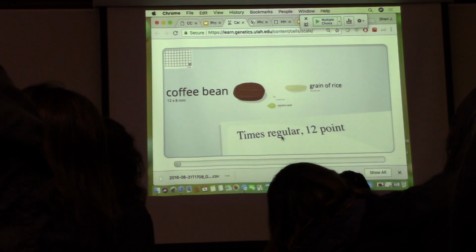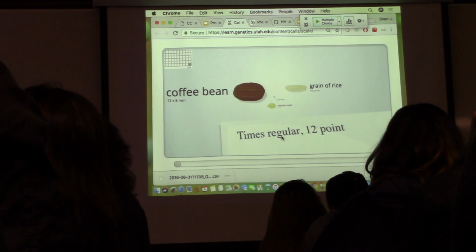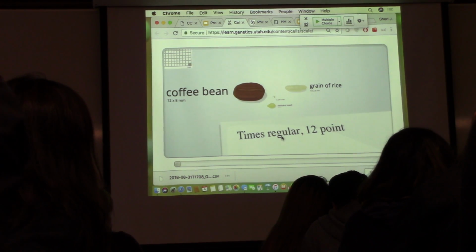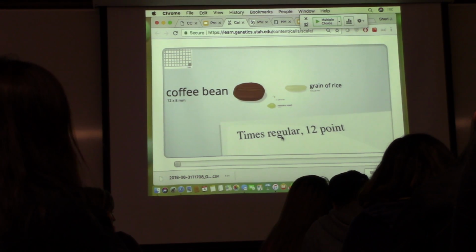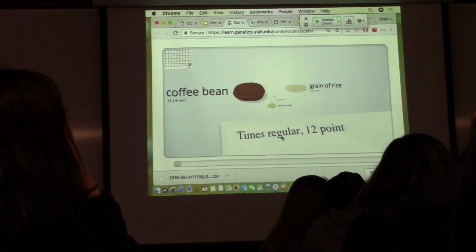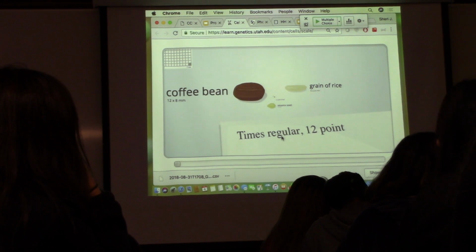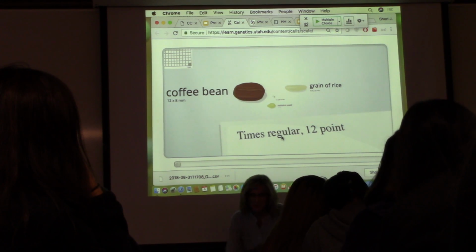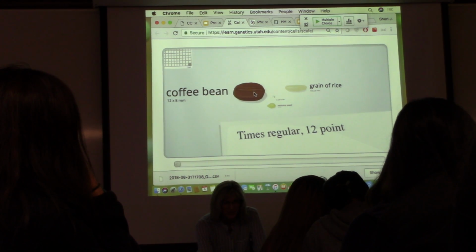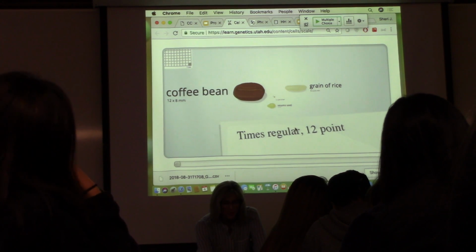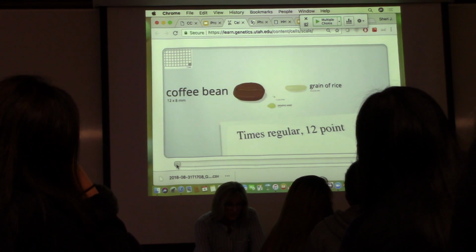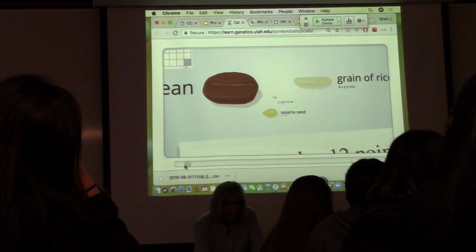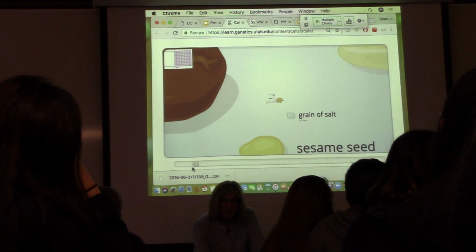And this is a really cool interactive that the University of Utah's genetics program put together. I've given you all the things in this interactive to think about ahead of time and say, what do you already know and what don't you know? And then we'll go through it real quick because this is truly interactive. So here's a coffee bean. Here's regular 12-point Times font. There's a sesame seed, a grain of rice. And what this interactive allows you to do is drill down. So there's a grain of salt.